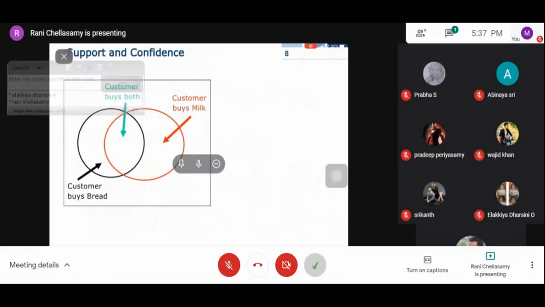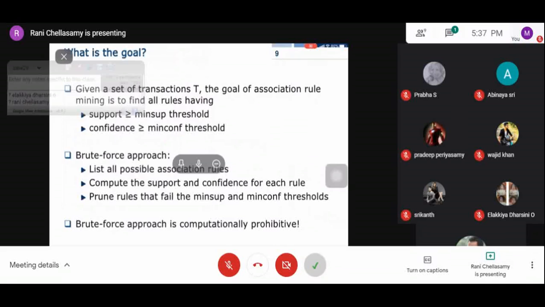Fine. We'll move on to the next. What is the goal? Once you find the rules and the association rule is formed, we need to check that the support is greater than or equal to the minimum support threshold value, and the confidence is greater than or equal to the minimum confidence threshold value. In the problem you will be given these two values, the minimum support threshold and the minimum confidence threshold. After finding the association rule, you need to check against these conditions.